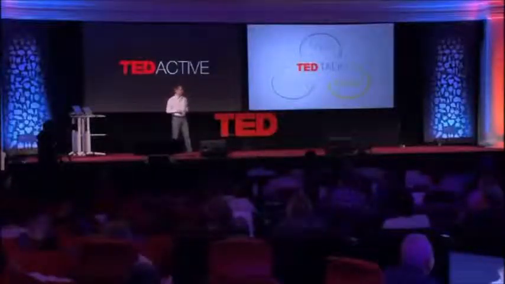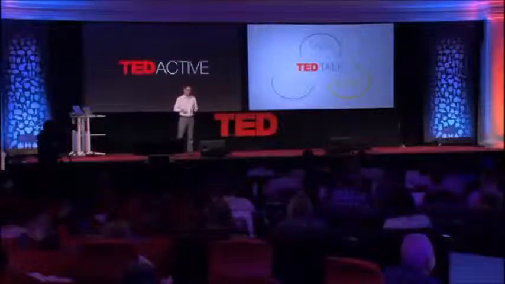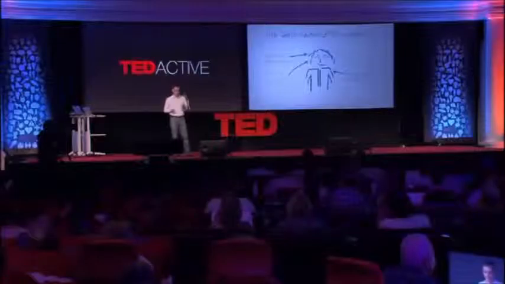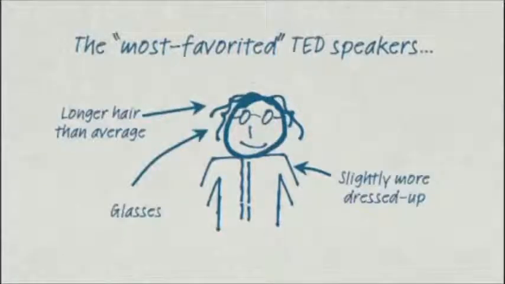Now, let's go to the visuals. The most obvious visual thing on stage is the speaker, and analysis shows if you want to be among the most favorite TED speakers, you should let your hair grow a little bit longer than average. Make sure you wear your glasses and be slightly more dressed up than the average TED speaker. Slides are okay, though you might consider going for props. And now the most important thing, that is the mood on stage.